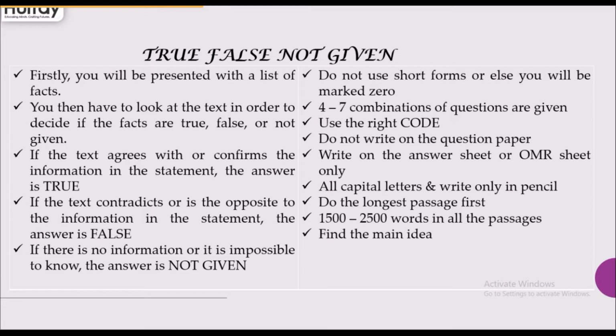Do not use short forms or else you will be marked 0. You are given 4 to 7 combinations of this type of question. Make sure you use the right code. Do not write on the question paper, write on the answer sheet or the OMR sheet only. All answers should be in capital letters and in pencil. Do the longest passage first, as this can help you save time.